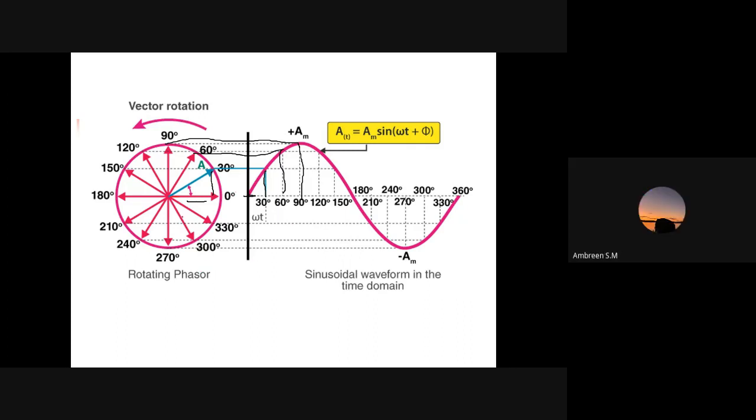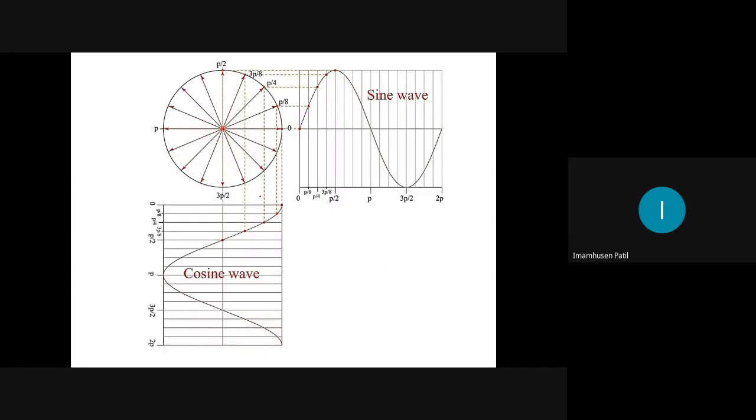Now this is how to draw the vector diagram. Whenever you want any voltage at any angle, you have to draw this. Suppose you want voltage at 180 degrees. So this is the vector. Now at 240 degrees, this is the vector. Then you have to project vertically, like that.